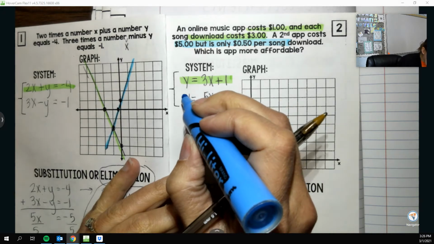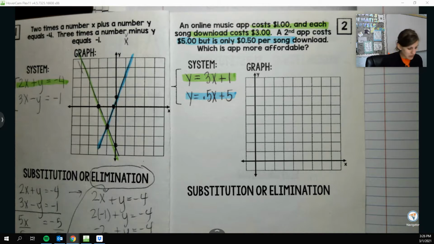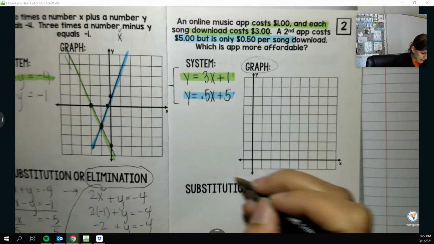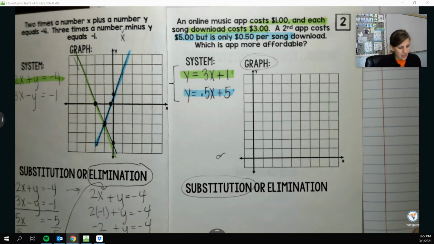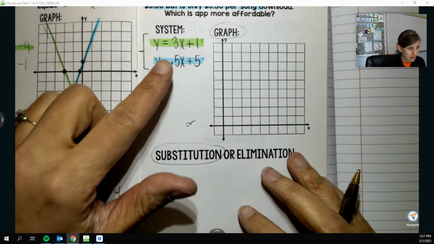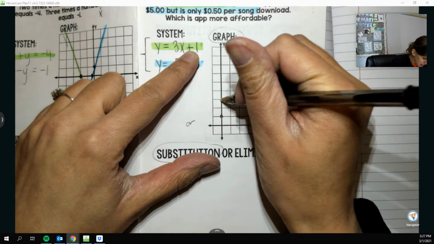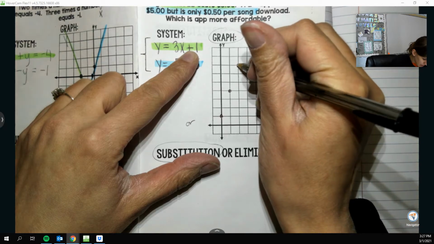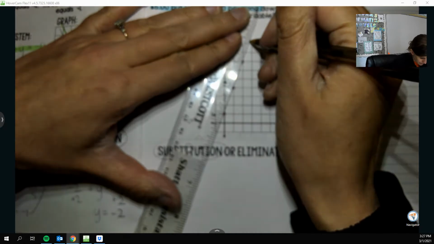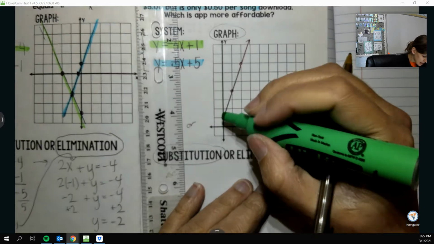So with this one, I really could graph or do substitution. Like I feel like either one is good, graphing or substitution. Now, graphing might not give us a precise answer, but let's try it, because they're both in y equals mx plus b. So this top one starts at 1 and has a slope of 3. So up 1, 2, 3, over 1, over 1. And so if I get my straight edge, I get this line here. And that's our green line.